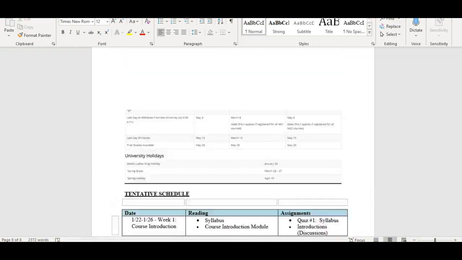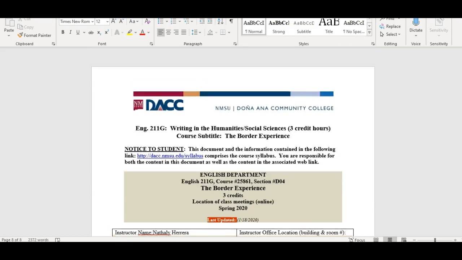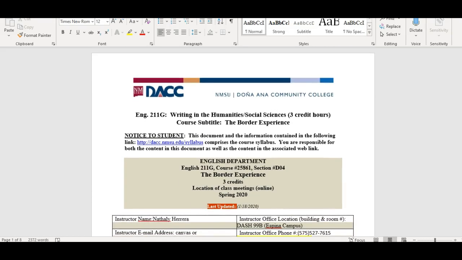So let's take a look at the syllabus. I do want to go over the syllabus in detail because you are going to have a syllabus quiz, but also because I want you to get to know the course and understand what the course is about, what the policies are, when the assignments are due, things like that. That way you know what you're getting into, I guess we could say, right?